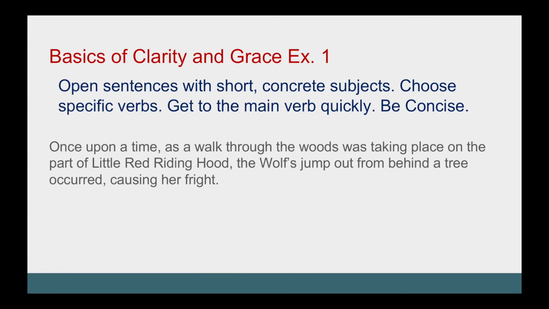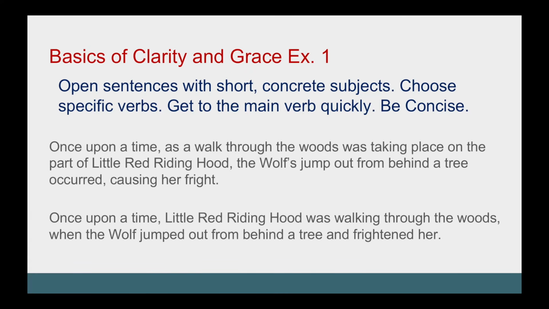Now, this is a story we're all familiar with, but didn't it just make it extremely confusing, the way this is worded? I'm going to read it one more time just for emphasis. Once upon a time, as a walk through the woods was taking place on the part of Little Red Riding Hood, the wolf's jump out from behind a tree occurred, causing her fright. It's not using any of the suggestions above. So let's look at an example that does.